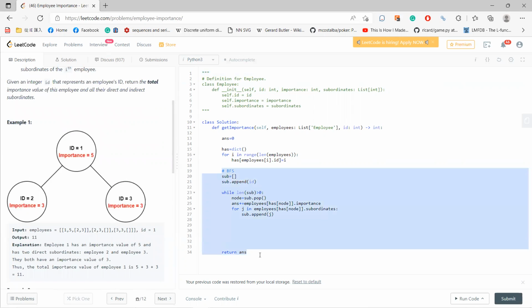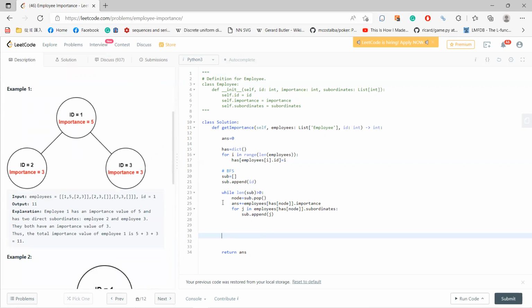So I use a standard BFS. If you can use BFS, it's the same. So you start from the ID, and then you go through its subordinates and find the subordinates. You just find the subordinates of subordinates, and just keep going.